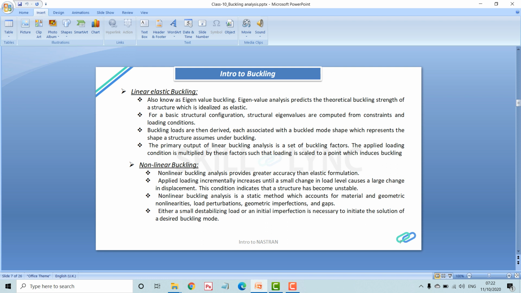Similarly, nonlinear buckling is similar to the nonlinear static analysis. It applies the load in small increments of time, or sometimes, if the structure has nonlinear material, then it falls under the nonlinear buckling category. Other than that, the rest is similar to linear elastic buckling. The FE tool computes the buckling factor, and you have to multiply the buckling factor to the applied loading to get the critical buckling load.